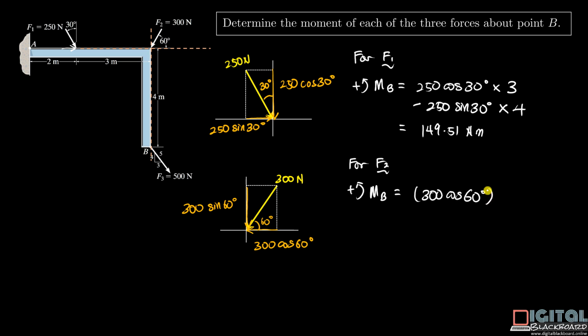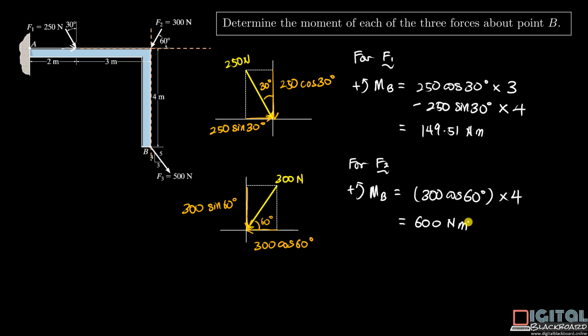What about the moment arm? Look at the figure here on the left. The perpendicular distance from the line of action of this horizontal component and point B is actually 4 meters. So multiplied by 4. What about the vertical component? Now the vertical component has a line of action that cuts through point B. Therefore, there's no moment here. So the final answer is just 600 Newton meter.